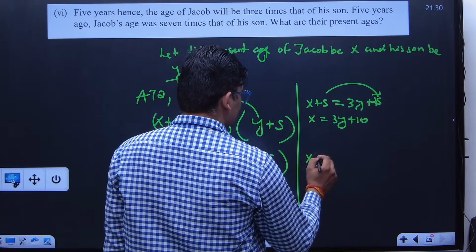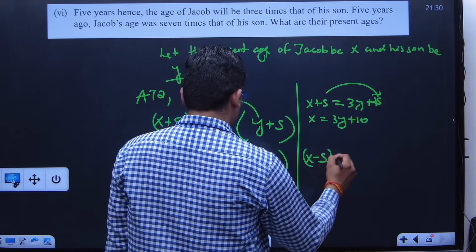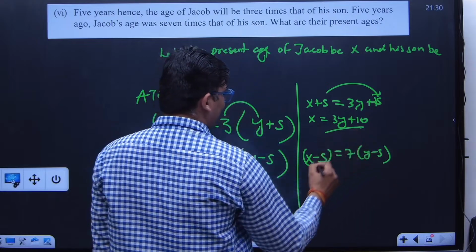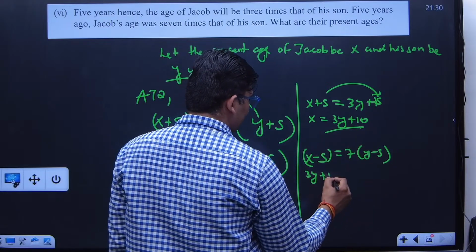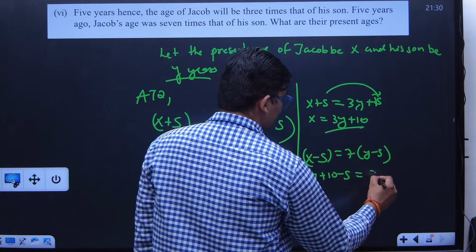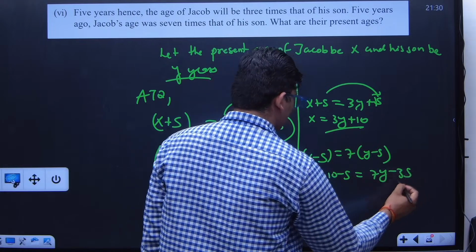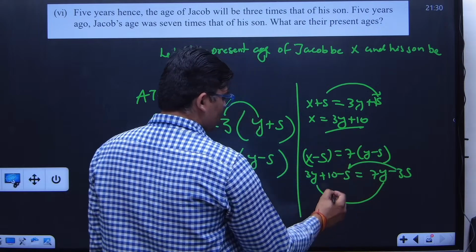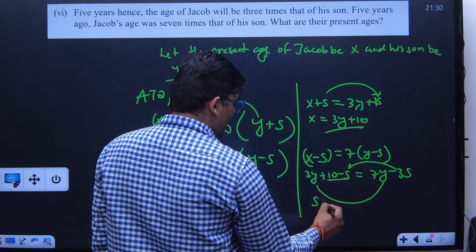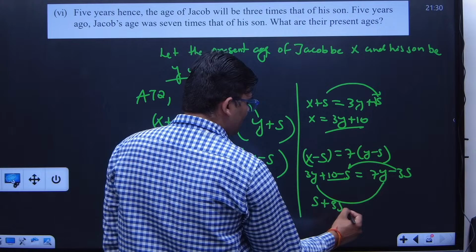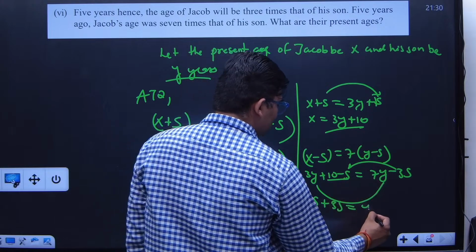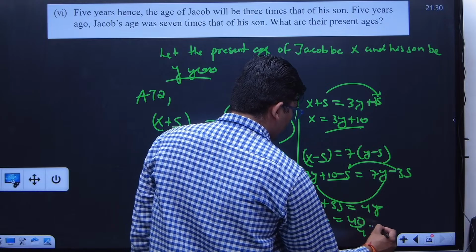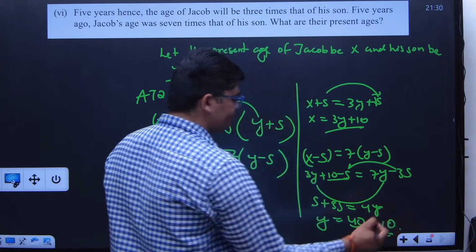So x minus 5 is equal to 7 times y minus 5. Instead of x we can write 3y plus 10 minus 5 is equal to 7y minus 35. Take 3y on the other side, 35 on this side. 10 minus 5 is 5. So 35 will come on this side, will be positive. 7 minus 3 is how much? 4y. So y is going to be 40 by 4, which is equal to 10.